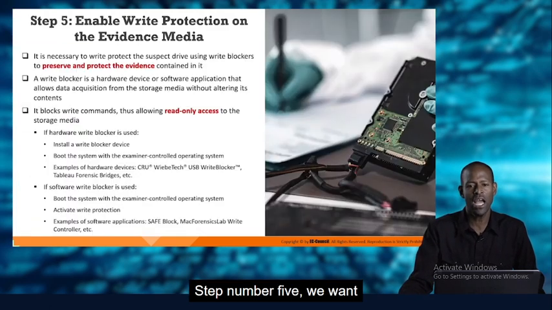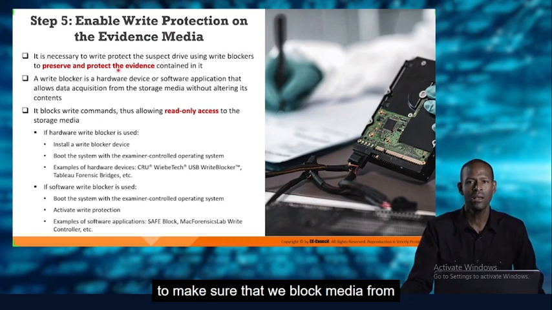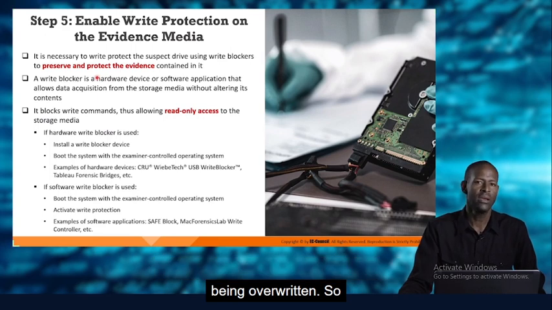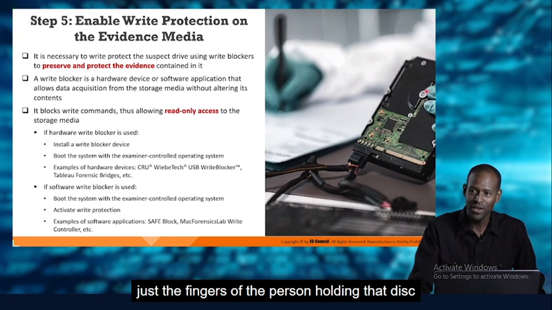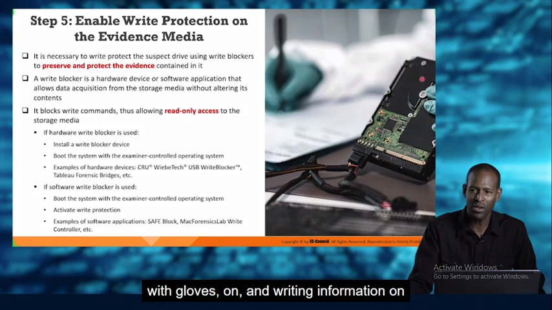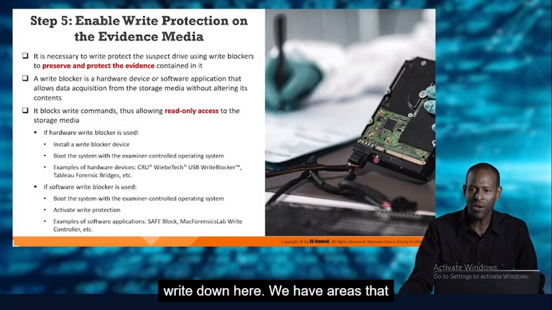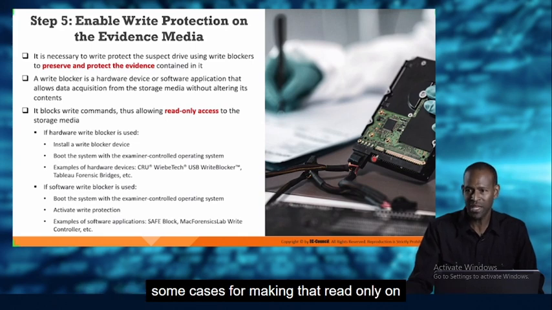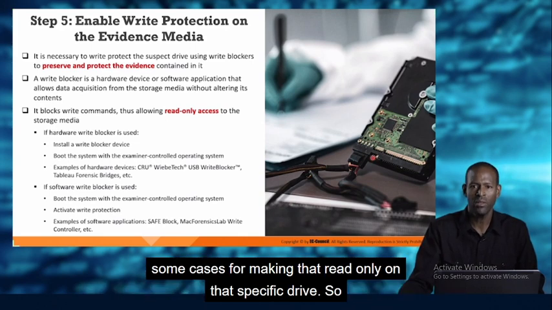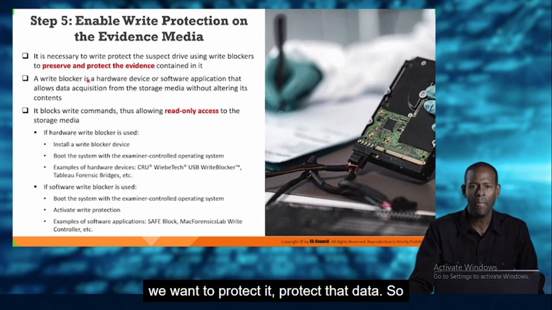Step number 5, we want to enable write protection on the media. We want to make sure that we block media from being overwritten. So right here, see this, there's a disk right here. You can see just the fingers of the person holding that disk with gloves on and writing information about the model or whatever. And then right down here, we have areas that we can interface with the disk. And this is what we're going to be looking at in some cases for making that read only on that specific drive. So we want to protect that data.